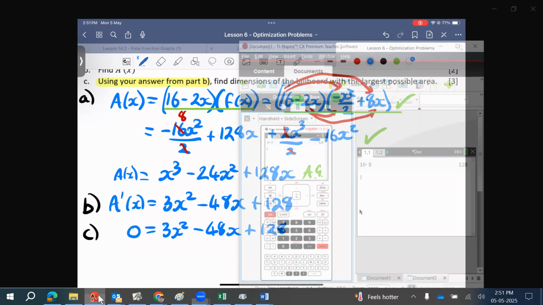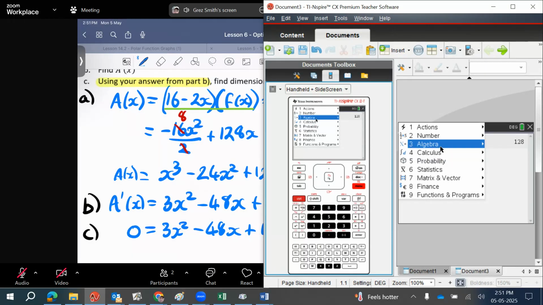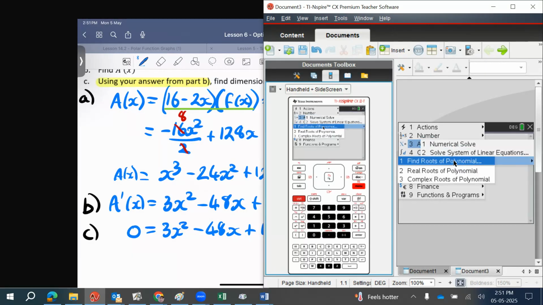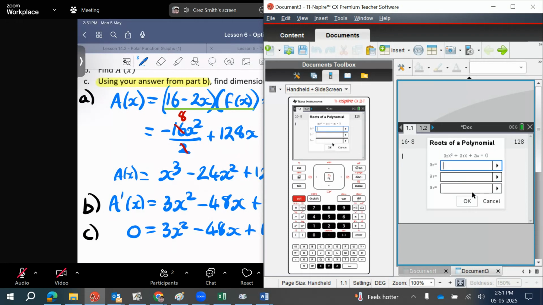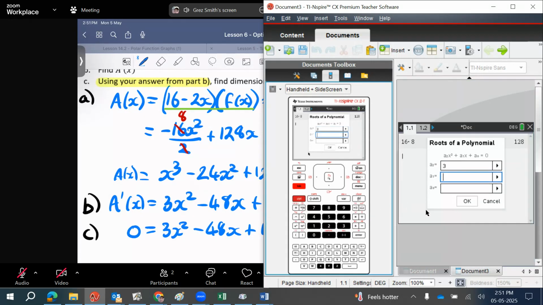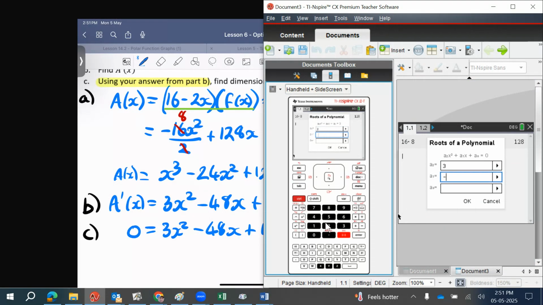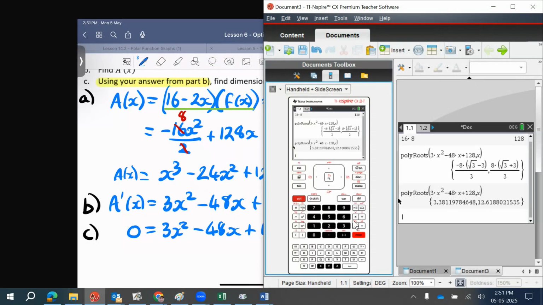Let me pull up my calculator. So the best way to solve this one is to press Menu, Algebra, Polynomial Tools, find the roots of a polynomial. It's a second degree equation. We're going to get 2 solutions. A is equal to 3. Press the tab button here, like that. Move down to the next one nice and quickly. We want negative 48, tab, and then 128. Press enter. If you get an answer looking like this, you've got an exact answer, press Control Enter and you'll get an approximation for it.